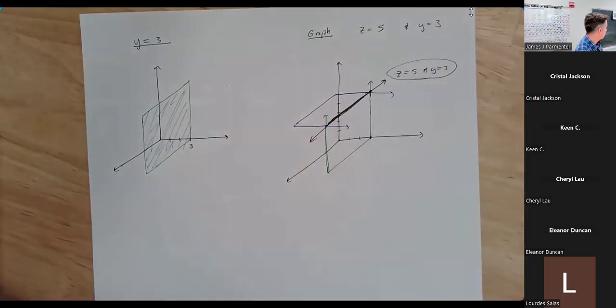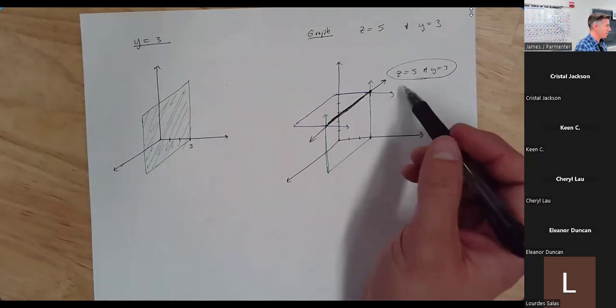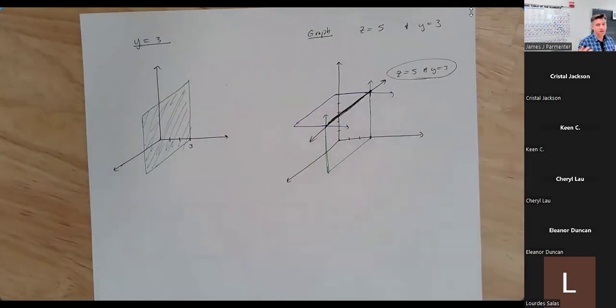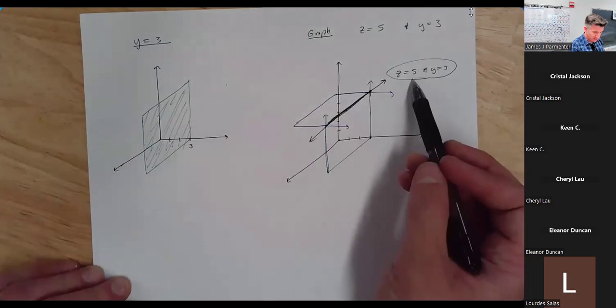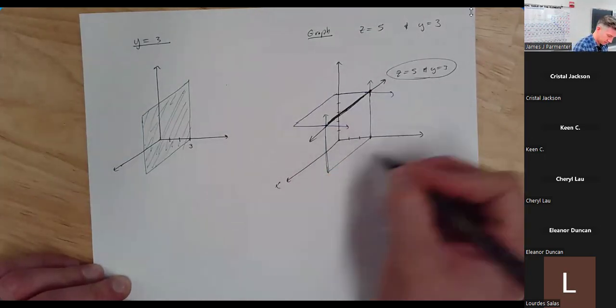Unfortunately, at this moment, there's no better way to describe a line in 3 dimensions other than giving you a couple of equations to describe it. So when you have two things like this, like z equals 5 and x equals 1, or z equals 5 and y equals 3, or y equals 2 and x equals something, that's going to describe a line pointing in the direction of the variable that's missing. So this line, z equals 5 and y equals 3, runs parallel to the x-axis.